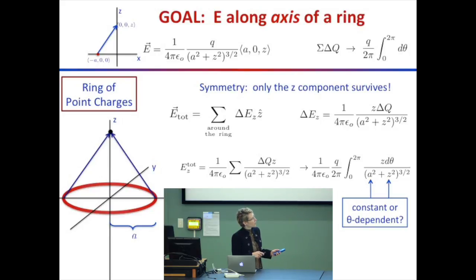And we decided that the way to sum over delta Q is to convert that into an integral, total charge over 2 pi times integral 0 to 2 pi d theta. Okay, so that's all I'm doing here. I convert that sum over delta Q into Q over 2 pi, integral 0 to 2 pi d theta.